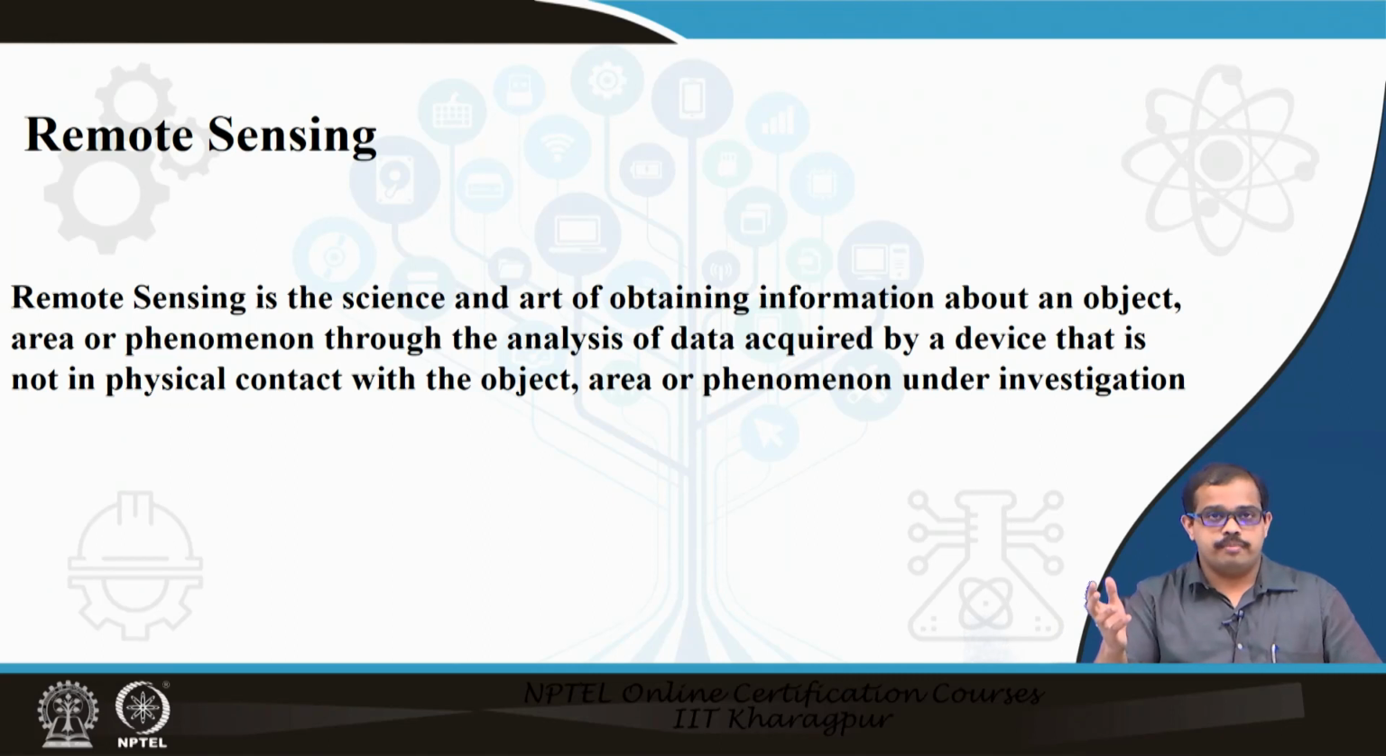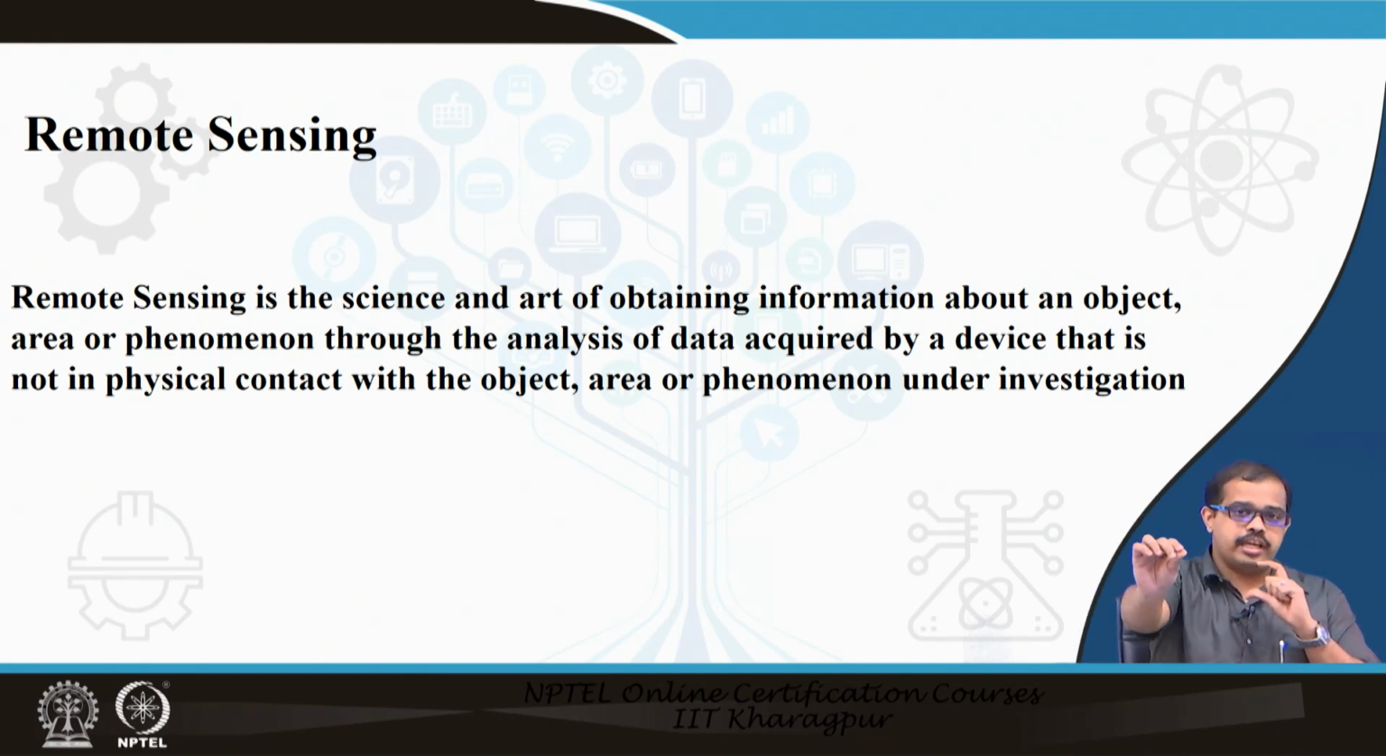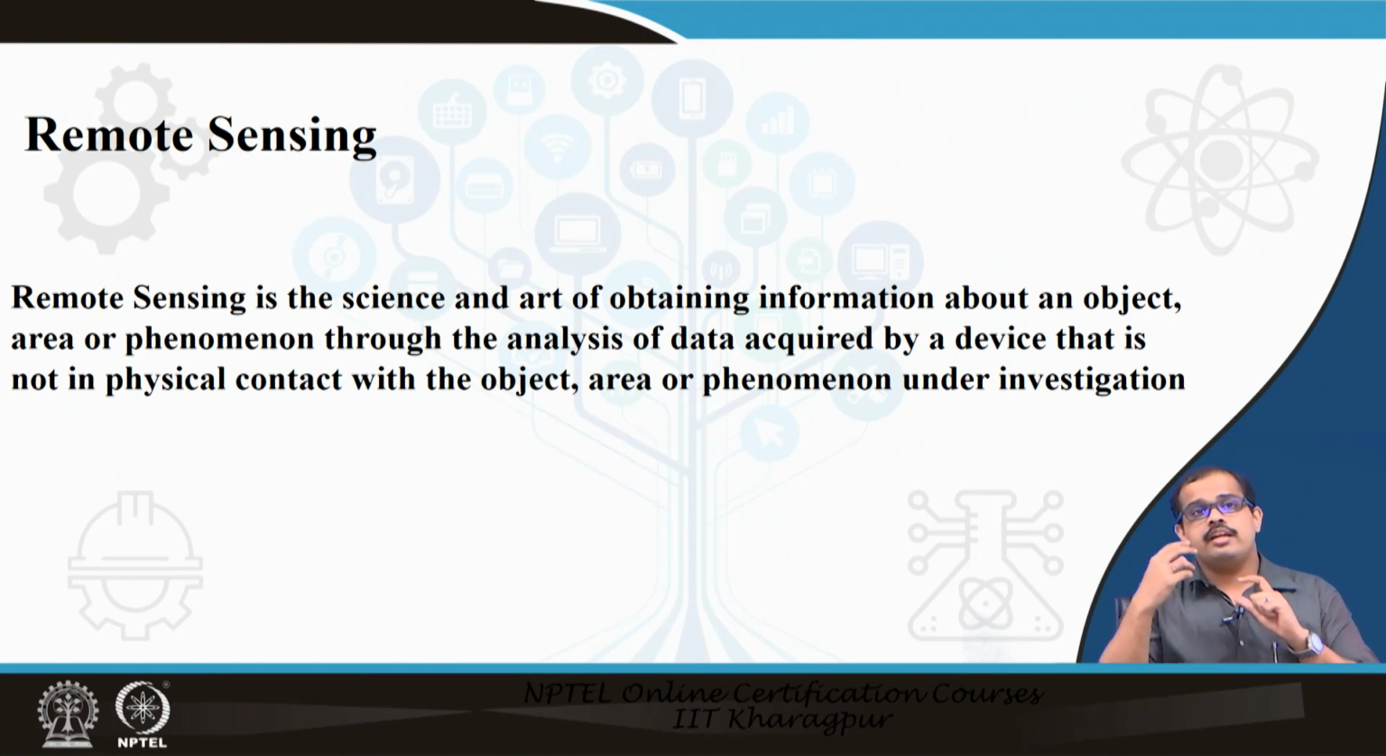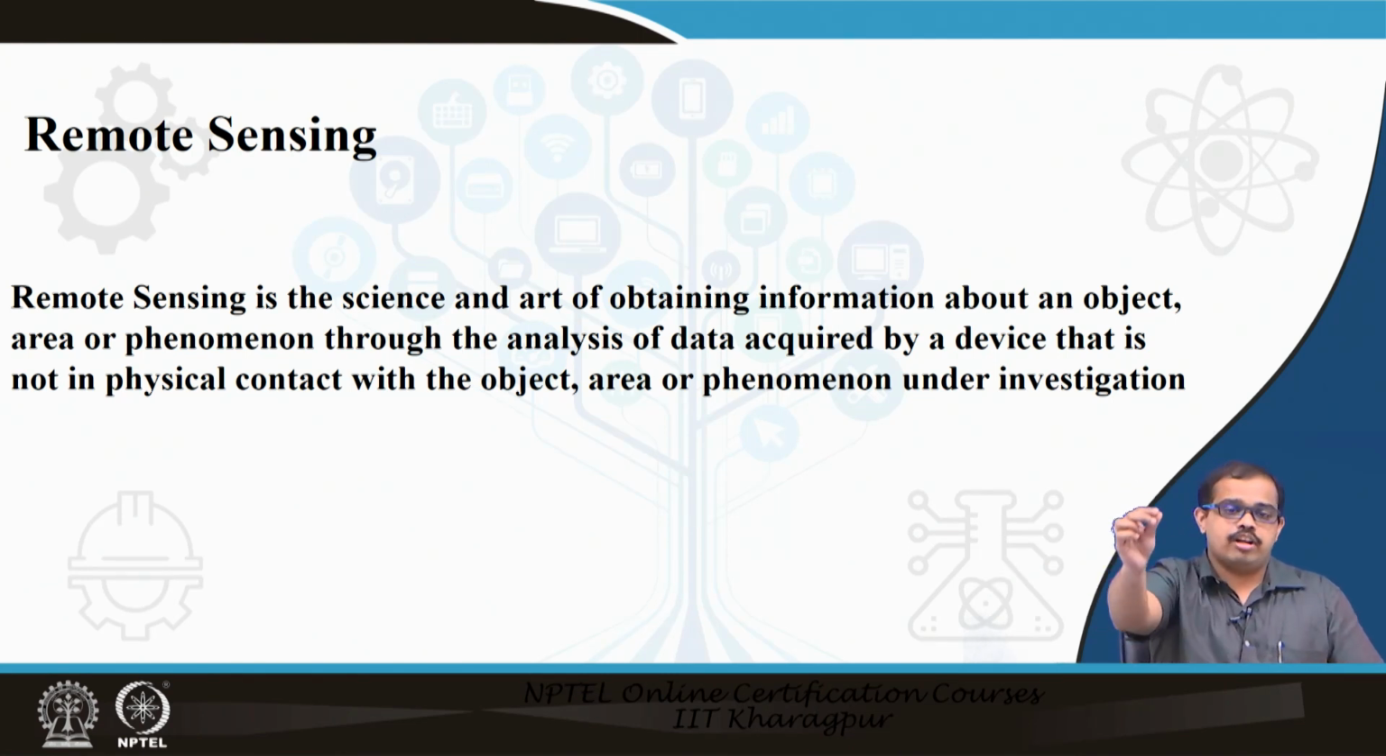So these are phenomena. It can be an object, an area or a phenomenon, through the analysis of data acquired by a device that is not in physical contact. So if you have a camera here and you are trying to acquire an object, area or phenomenon in your mobile phone camera, then you are remotely sensing an object, area or phenomenon which is under investigation, which you are trying to capture.